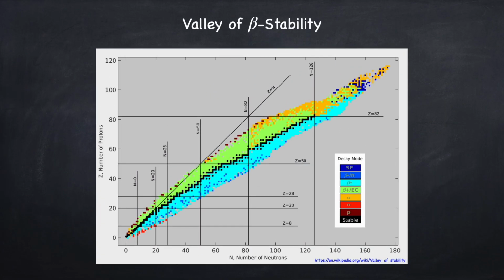In the previous video, I briefly introduced what's called the valley of beta stability. This is a plot of all the various nuclei with the number of protons on the vertical axis versus the number of neutrons on the horizontal axis. And these black dots are the stable nuclei. This is what's called the valley of beta stability. All of the various colored dots are unstable nuclei, and their color refers to the decay mode associated to their instability. So now we're going to use the semi-empirical mass formula to see if we can explain why this graph looks the way it does.